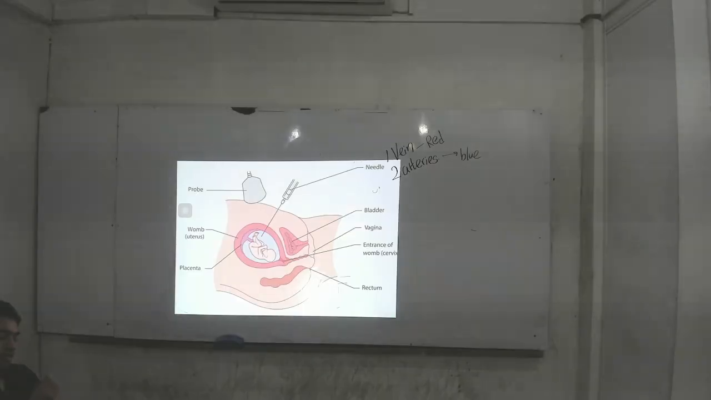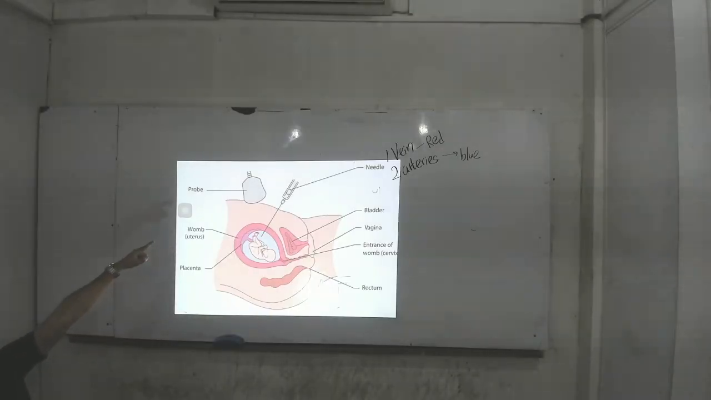Urine, hair, and also fetal cells are there. Those kinds of things are in the amniotic fluid. So that chorionic thing is a bit risky, right?